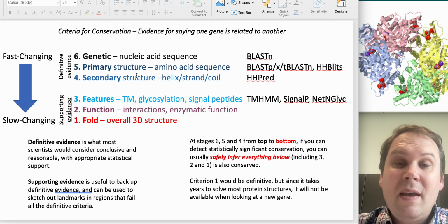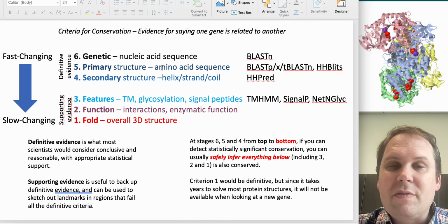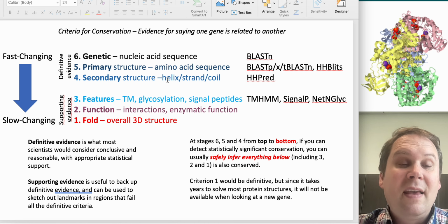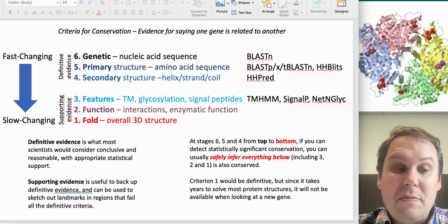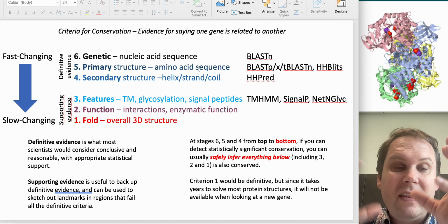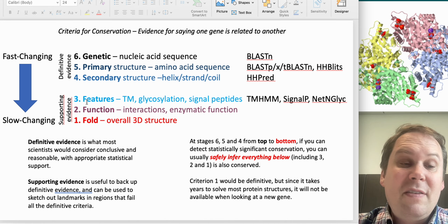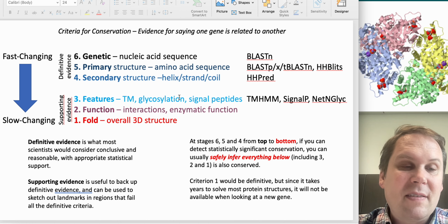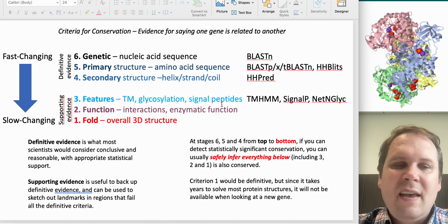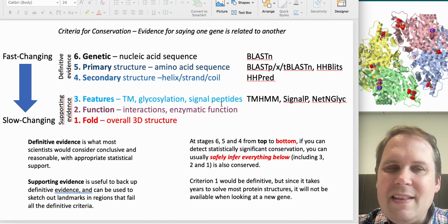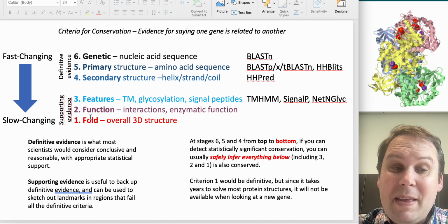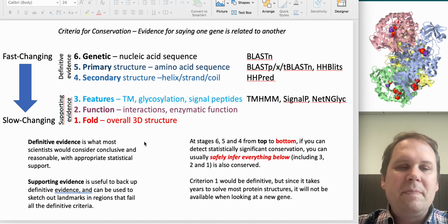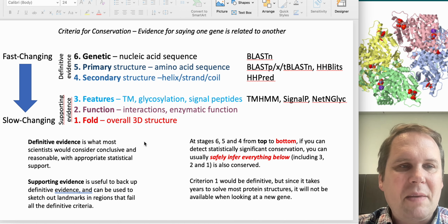So they're going to have the same primary structure, rather the amino acid sequence, the same secondary structure, or at least related secondary structure, like alpha helix, beta strand, that sort of thing. They should have a lot of the same features, like the same number of transmembranes in the same position, the same amount of glycosylation, signal peptides, amphipathic helices, that sort of thing. They'll probably have the same function, and they will definitely have the same fold, which is the overall three-dimensional structure of the protein that they make.